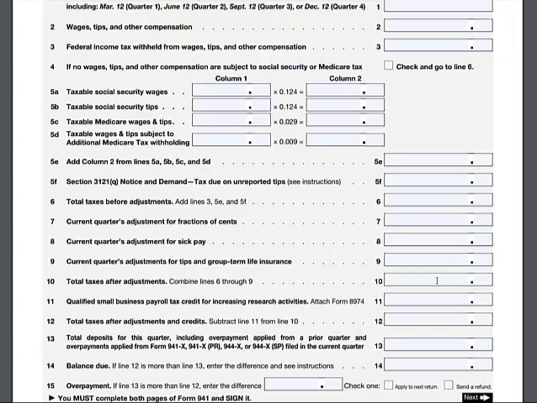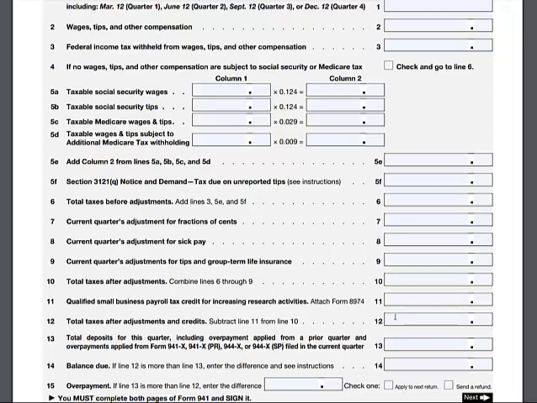On line 10, we're going to enter our total taxes after adjustments. So basically, we're just going to move the totals from line 6 and 7 down. We'll take the total tax and the rounding difference and put the total taxes down on line 10. Line 11 probably will not apply. And then on line 12, we're just bringing the taxes down once again to line 10.